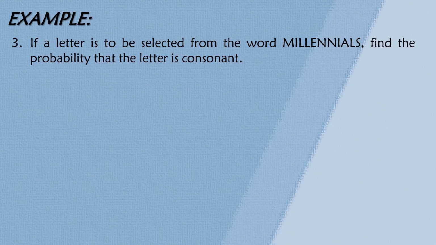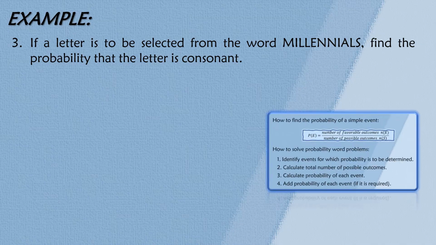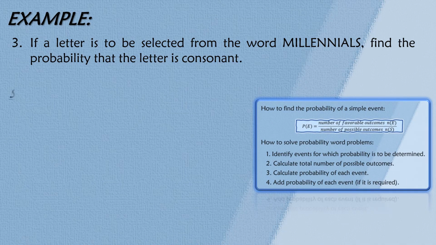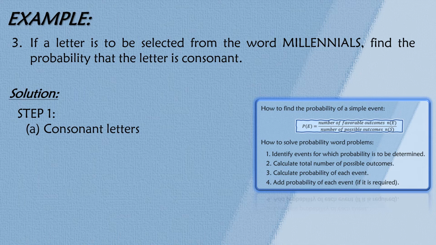Number 3, if a letter is to be selected from the word millennials, find the probability that the letter is a consonant. Okay, so again, gamitin natin yung steps. Step 1, identify events for which probability is to be determined. So, ang hinahanap natin is consonant letters. Okay, so step 2 is to calculate the total number of possible outcomes.